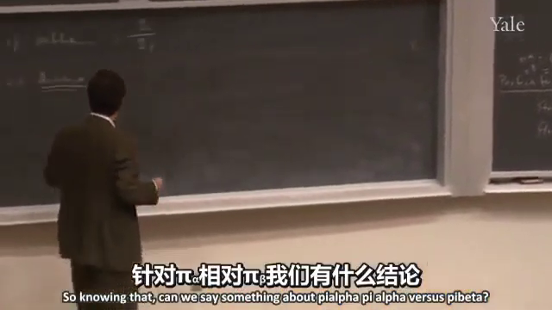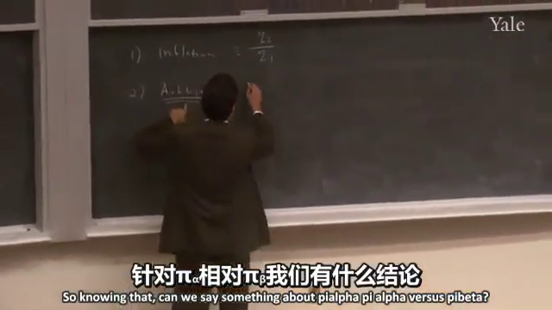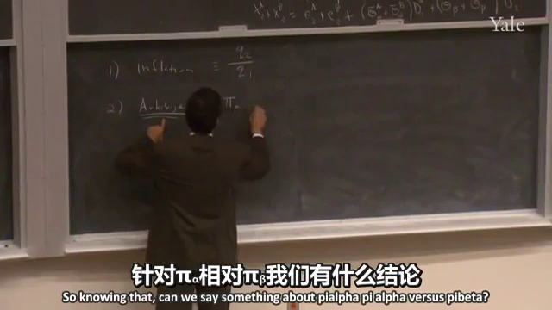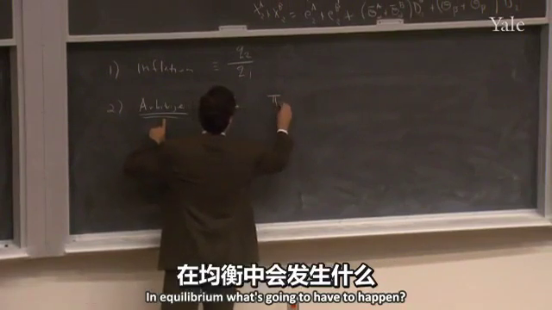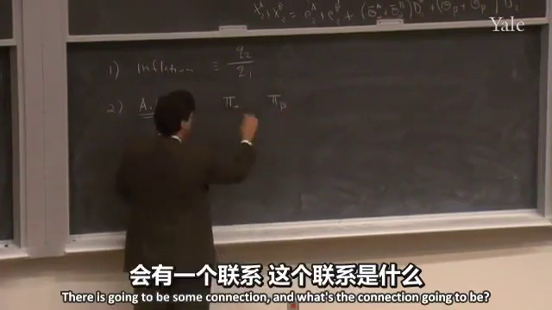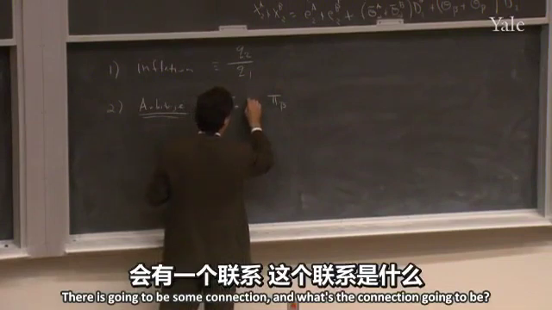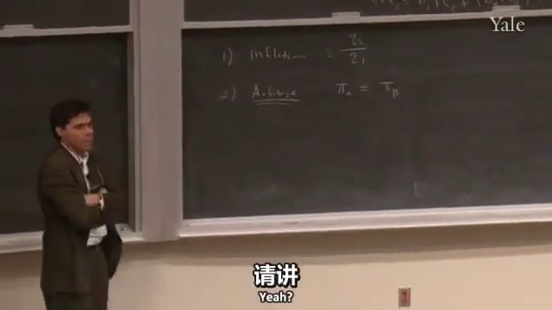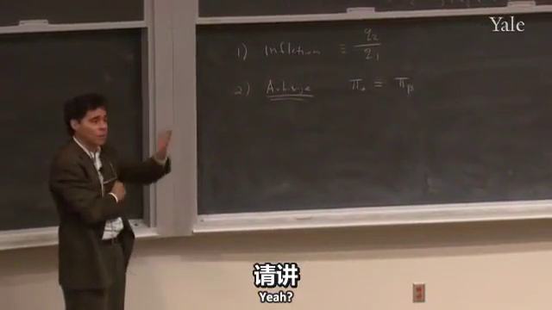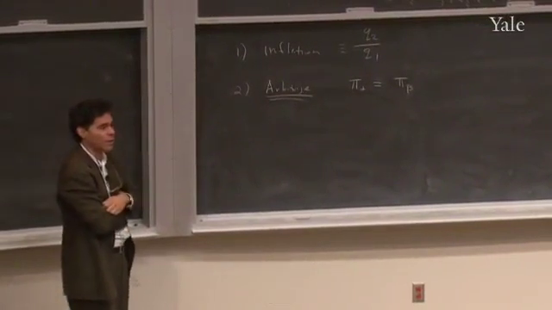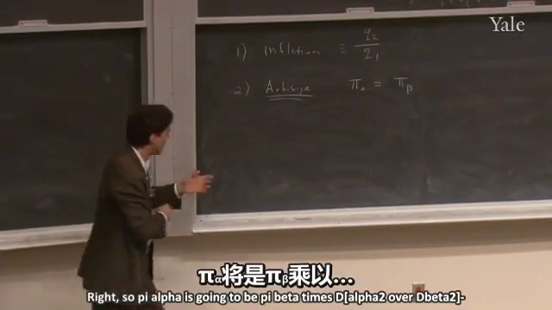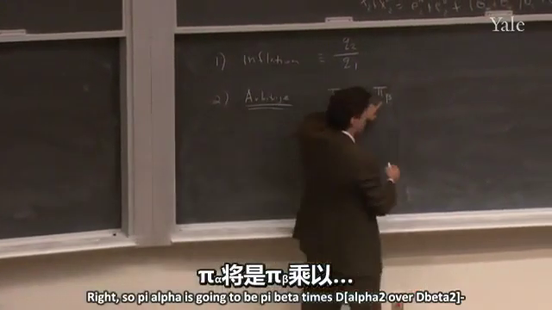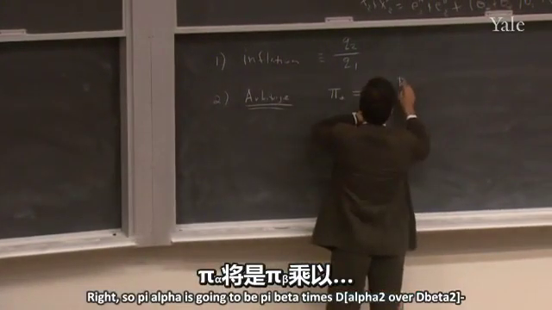So knowing that, can we say something about pi alpha versus pi beta? In equilibrium, what's going to have to happen? There's going to be some connection. And what's the connection going to be? You've got two trees. The ratio between the prices will be the ratio between the dividends? Right. So pi alpha is going to be pi beta times d.